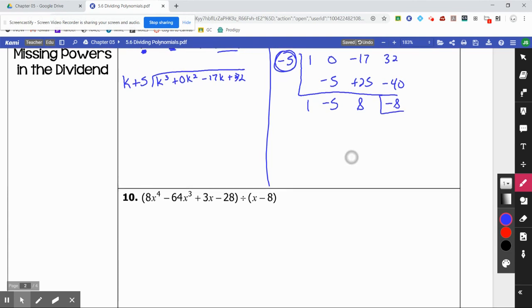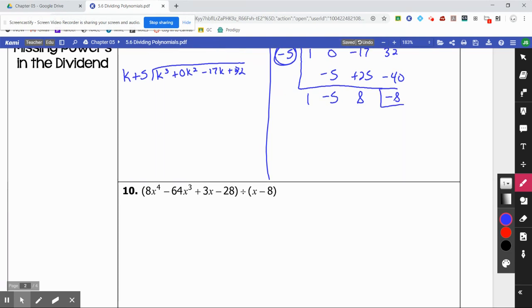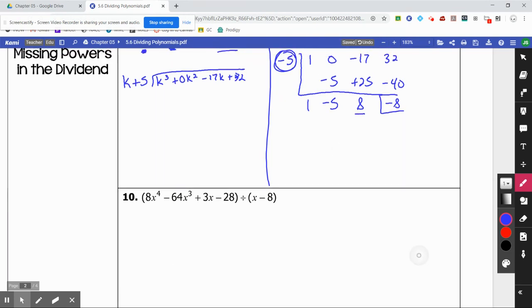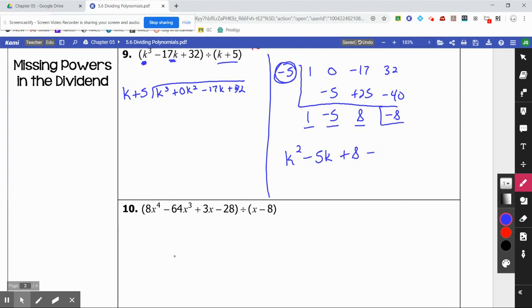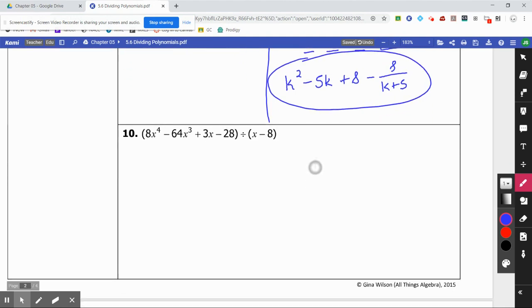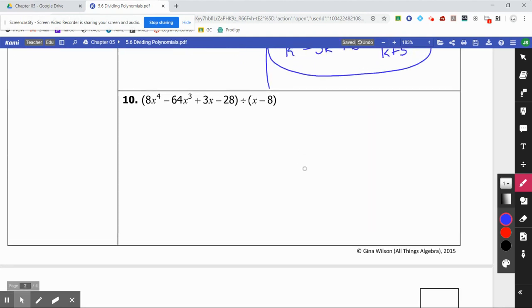That's your remainder. So this is your constant term, your k to the first, and your k to the second. So we have 1k squared, negative 5k, and your constant is a positive 8, minus, because your remainder is a negative, your remainder over what you divided by. Same answer either way. Next one we'll work with long division.